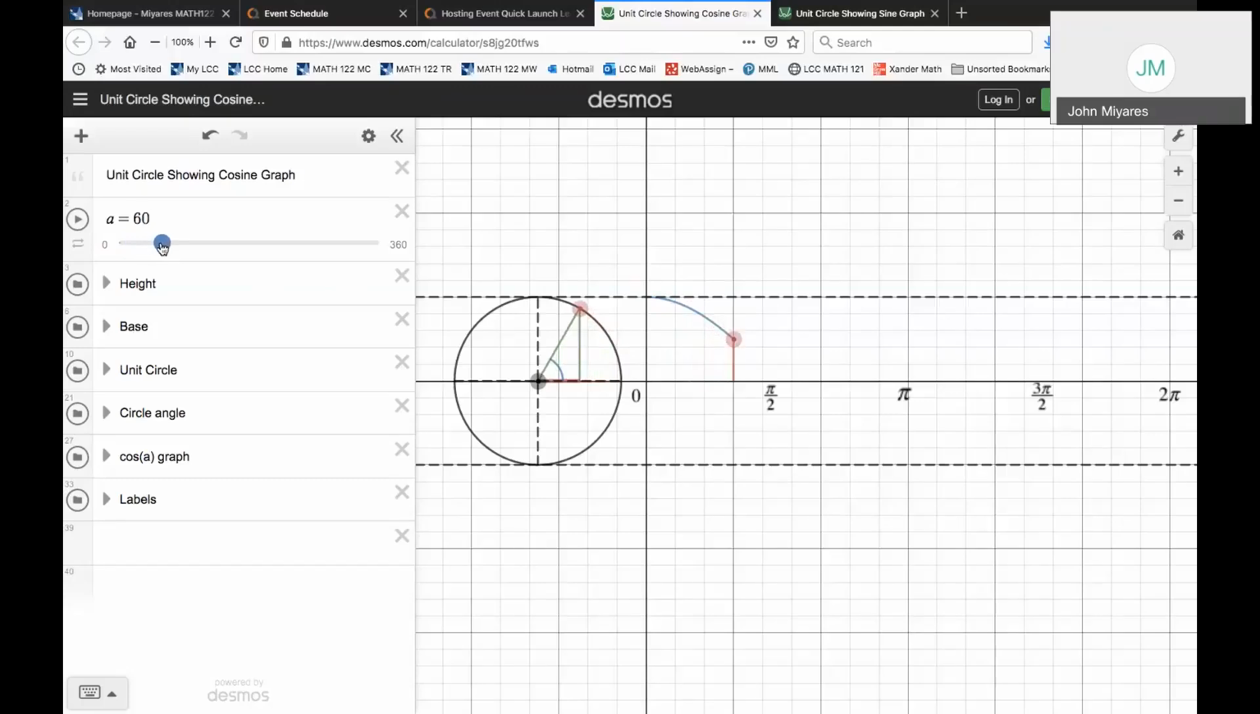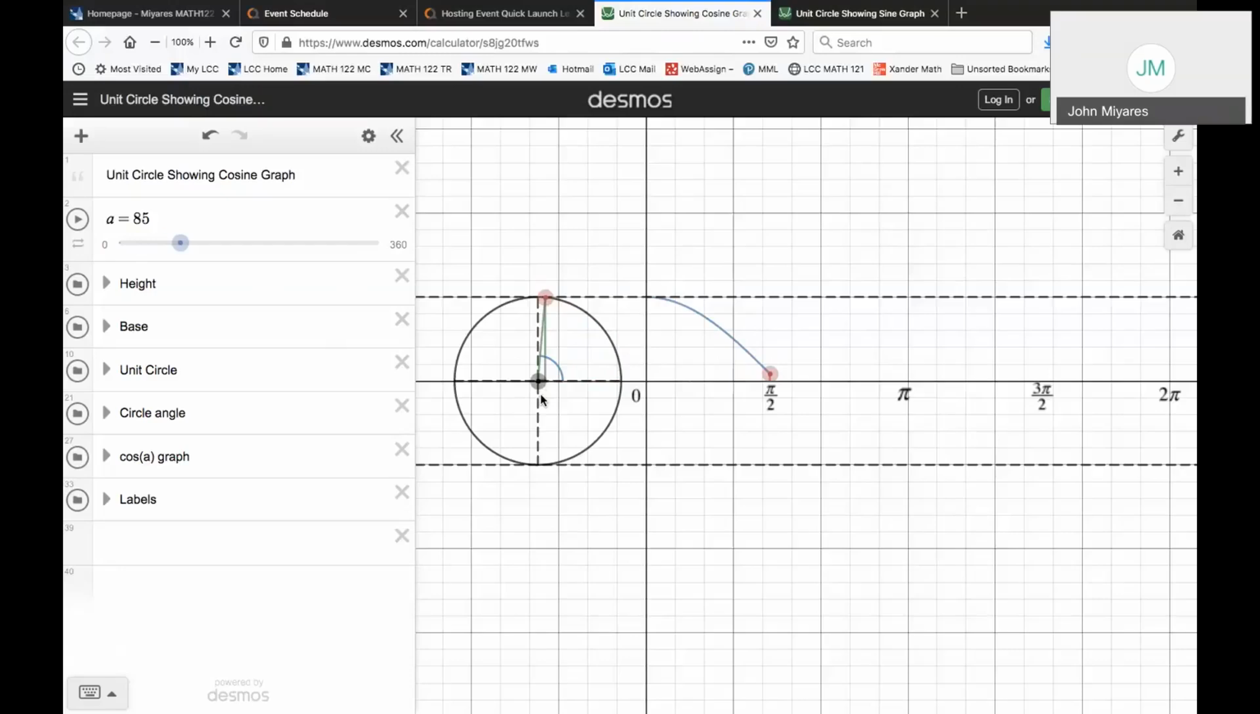Let's stop at 60 degrees for a second. What you're seeing is the red adjacent side of this triangle becoming the y value of this function as we graph it. As we get closer to 90 degrees, let's not quite get to 90 degrees. Let's stop just before 90 degrees. The adjacent side length is almost zero.